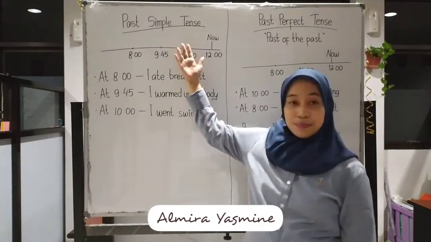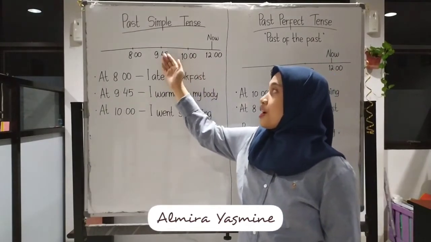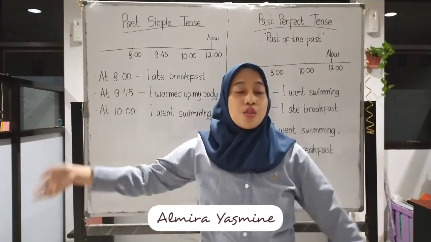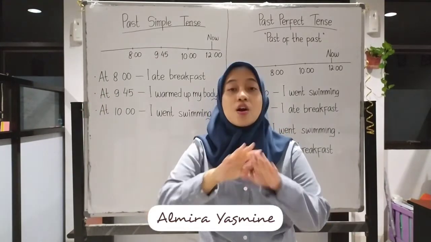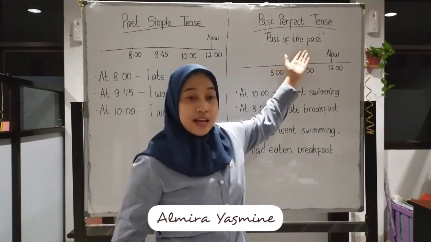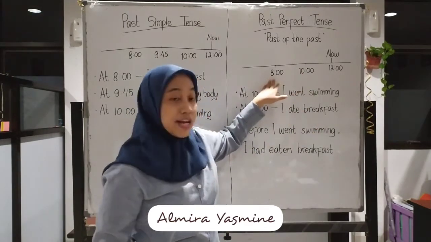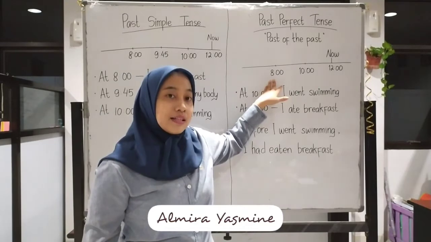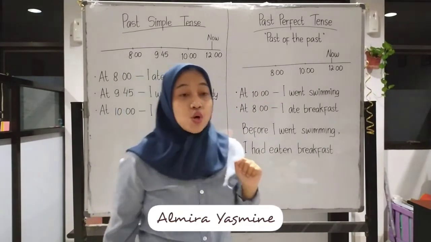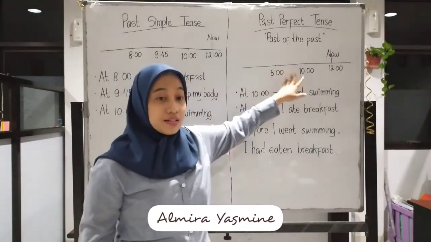The past simple tense is used to talk about one or more actions that happened in the past. They are finished and they are over. The past perfect tense is used to talk about at least two actions that had happened in the past, and you want to show which one of them happened first.